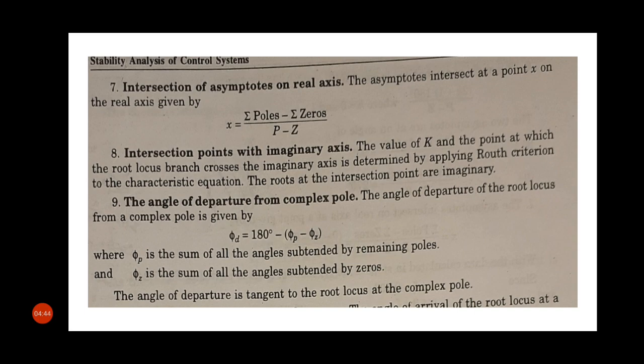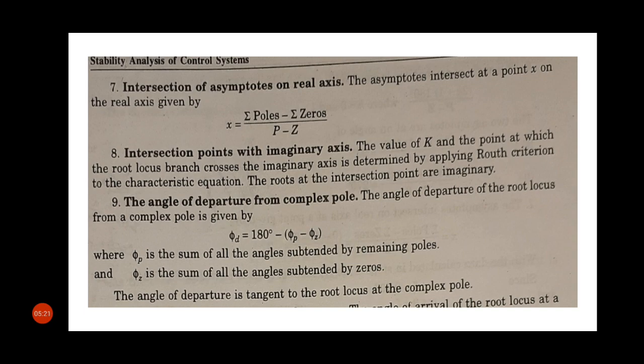Now see the eighth point. The eighth point is the intersection points with the imaginary axis. The value of k and the point at which the root locus branch crosses the imaginary axis is determined by applying the Routh criterion to the characteristic equation. The roots at the intersection point are imaginary.